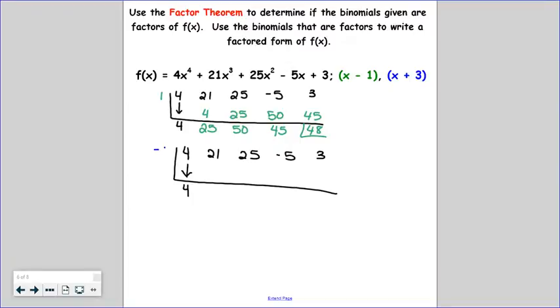All right. This time I'm supposed to try out -3. Times 4, 12, if I can do that. Plus 21 would be 9. -3 times 9 would be -27. Plus 25 would be -2. Times -3 would be 6, which is 1, -3. And there's our last combo. First one didn't work, second one did.